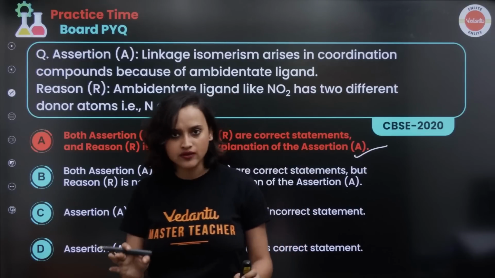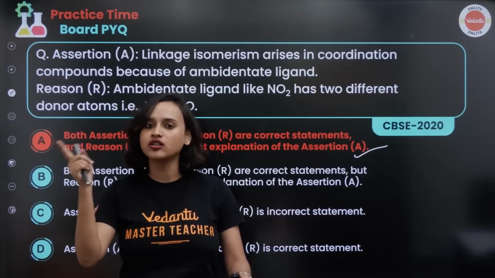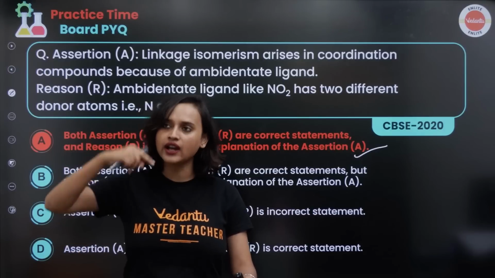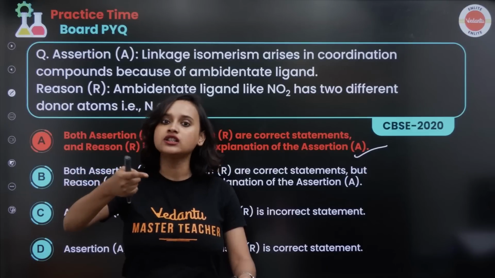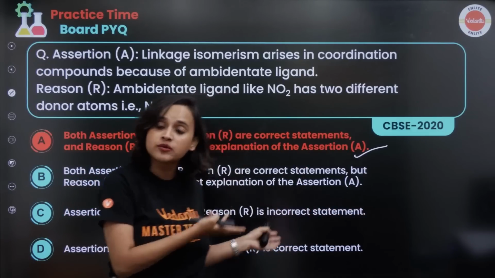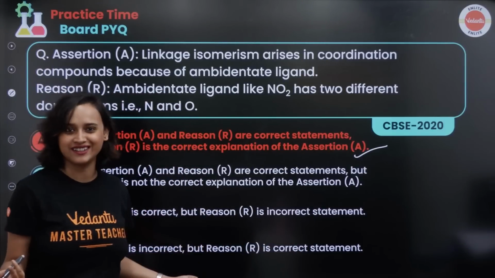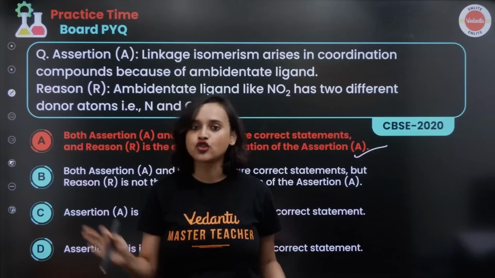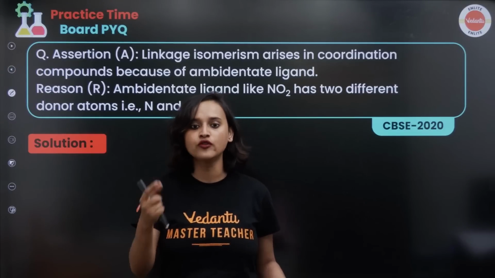So do you know how to solve assertion and reasoning? Three tips. First, read the assertion, find out if it is true or false. Read the reasoning, find out if it is true or false. Now find out if both of them are dependent on each other. If they're dependent on each other, that means option A is correct. If they're not dependent on each other, option B is correct. If one of them is true or false, then you know it has to be either C or it has to be D, right? This is the pattern that you follow to solve assertion and reasoning questions. Got it? Clear? Moving on.